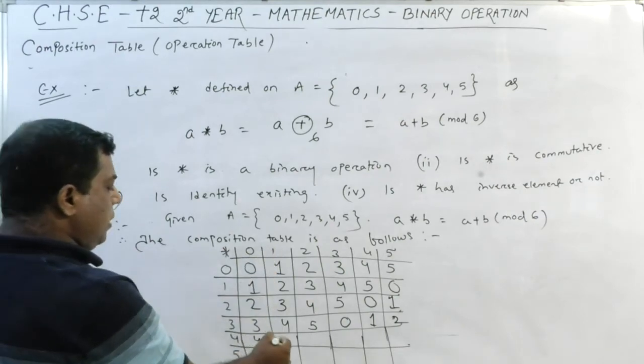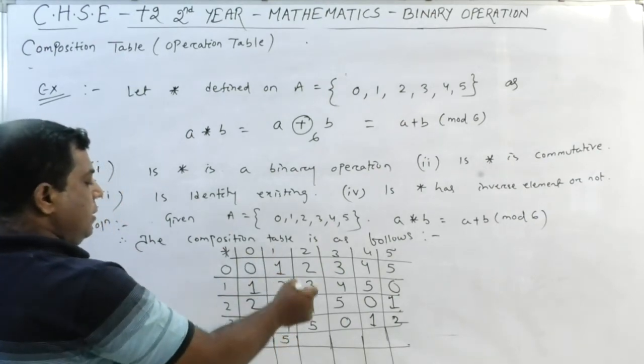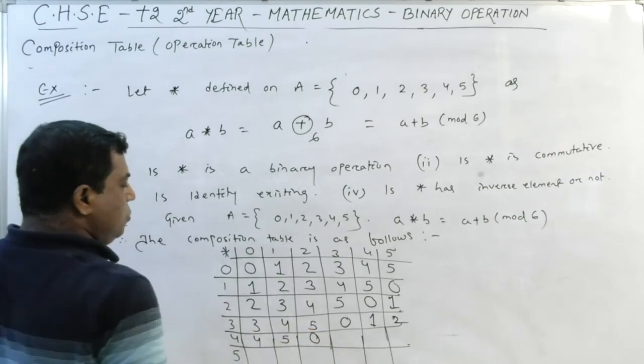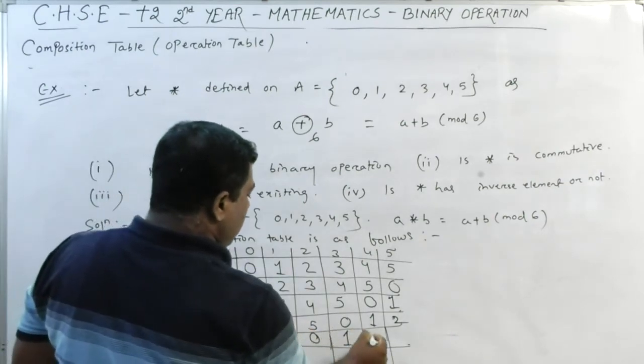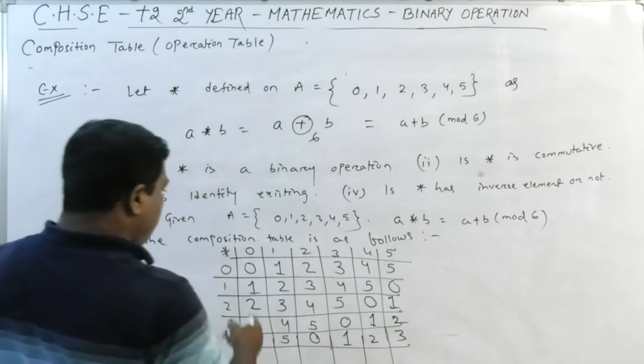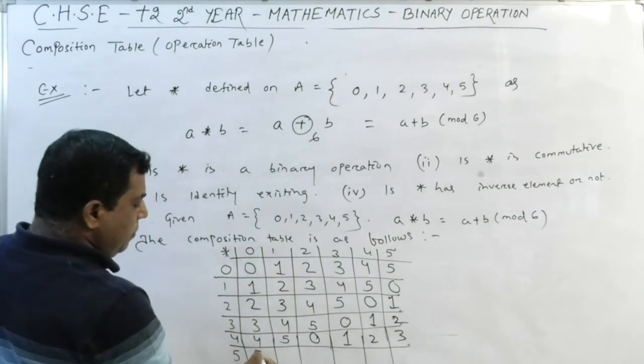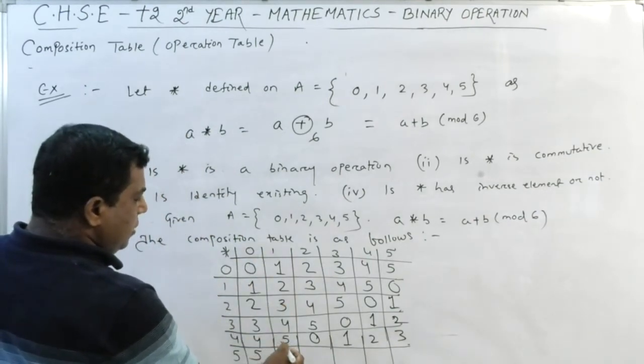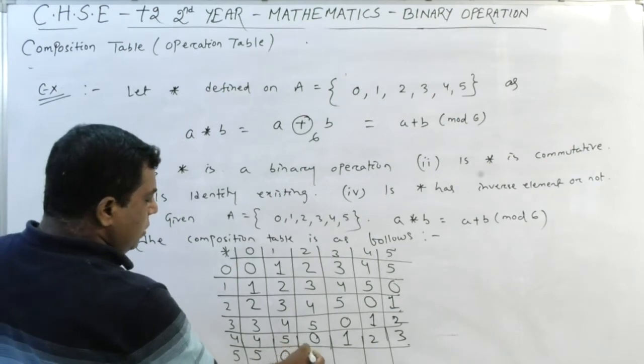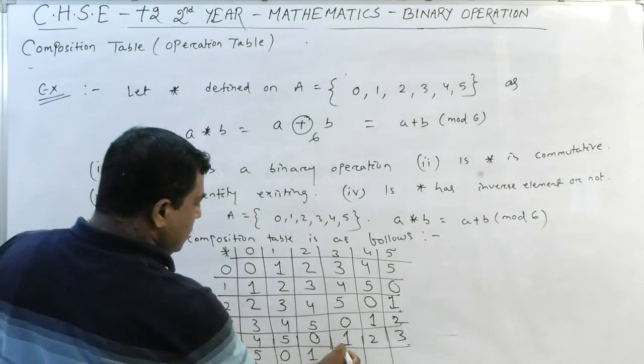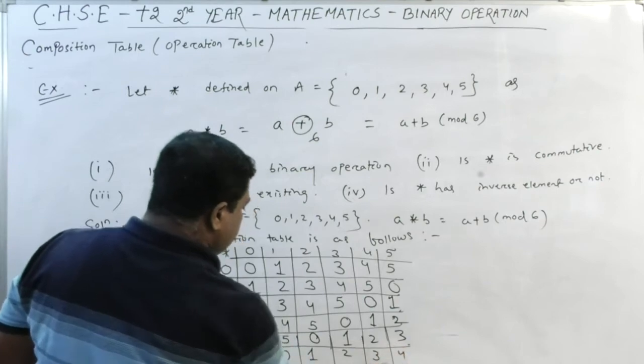Again 4 operation 1, it is 5. It is 6 and the remainder is 0. Again I am filling all the things. 5 operation 0, it is 5. Next it is our 0. Again it is 1. It is 2. It is 3. It is 4.